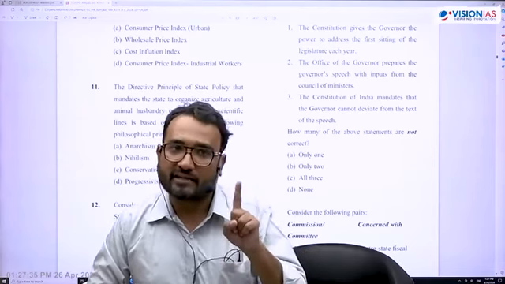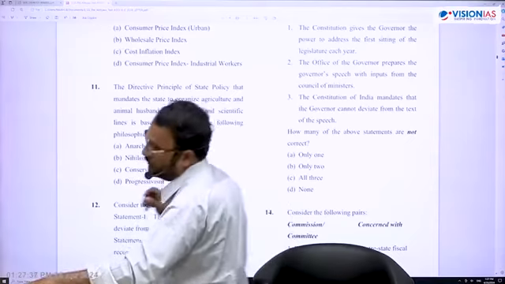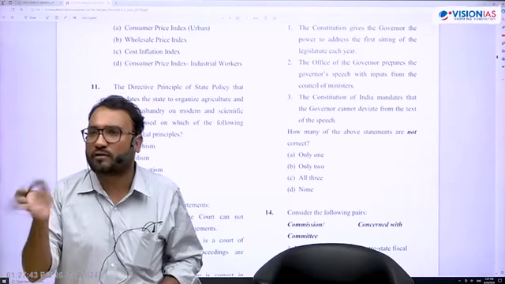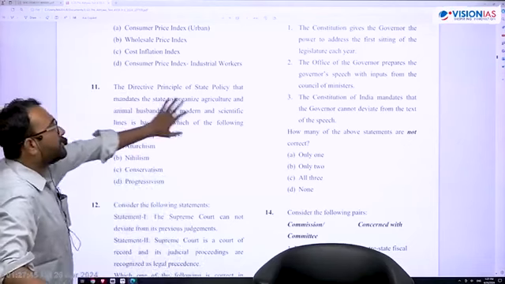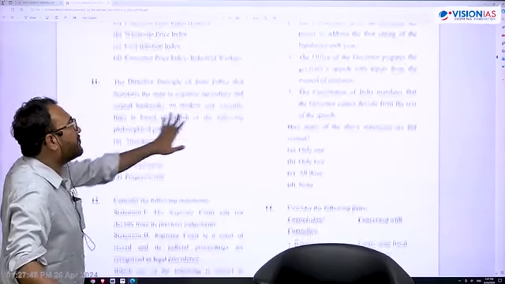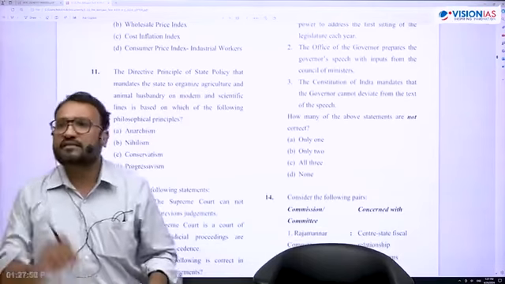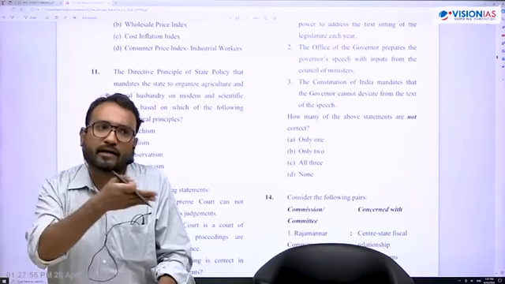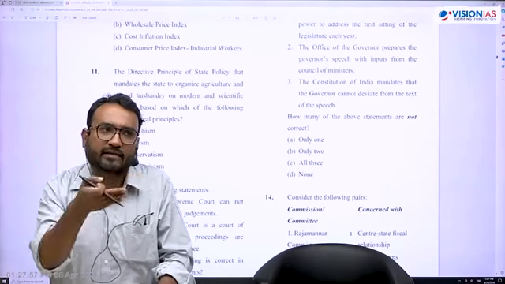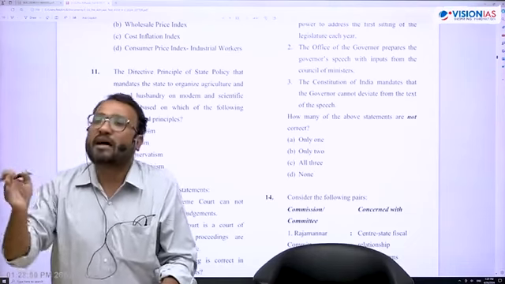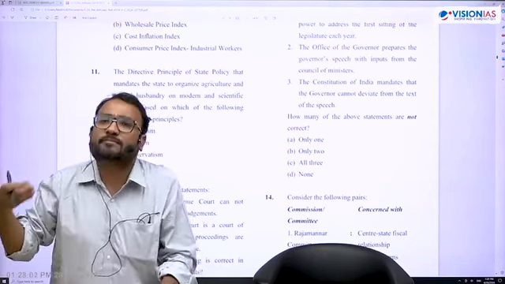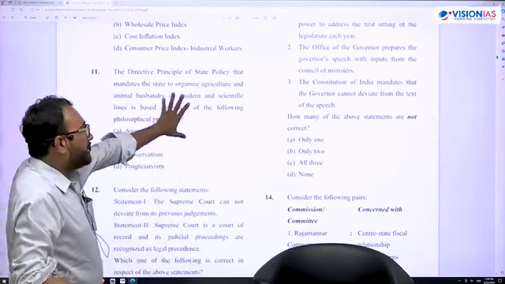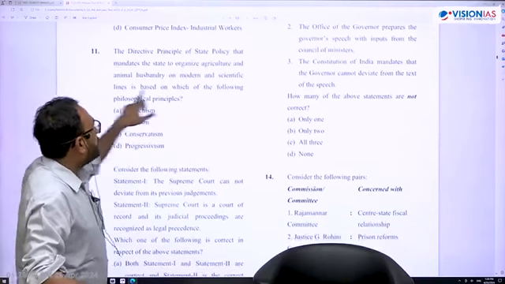So that is the first clarity that you should have. Second, this was an easy question. I'll take this as a very easy question. Even if you are reading the newspaper consistently, you will be able to solve this question comfortably. It says the DPSP mandates the state to organize agriculture and animal husbandry on scientific lines. This is pure Article 48 of the Constitution. It is the duty of the state to provide for agriculture and animal husbandry on scientific lines, which is a liberal intellectual principle. The second part is the Gandhian principle, which says ban on the slaughter of cows, calves and milch and draught cattle. So it is a liberal intellectual principle, and they have written modern and scientific lines.